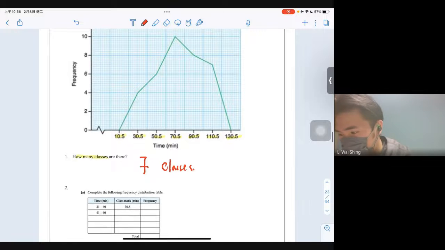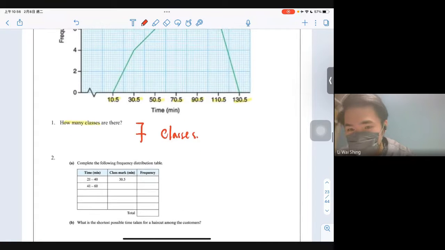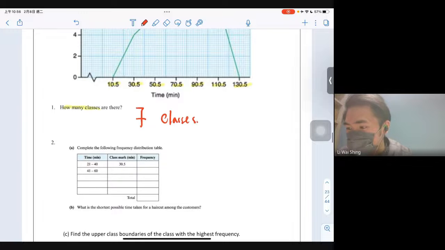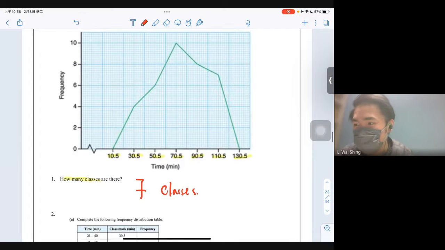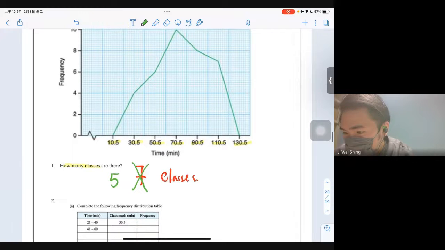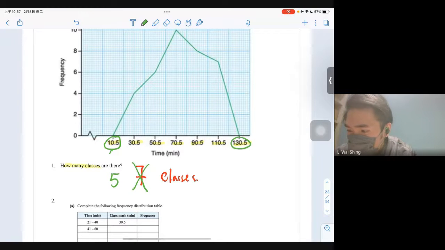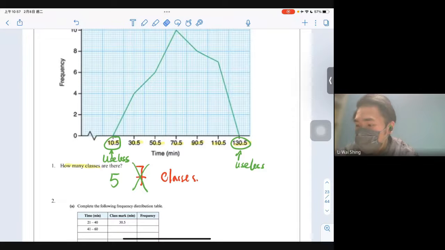Okay. So next. Okay, frequency distribution table. Oh, all wrong. Oh, sorry. It should not be 7. It should be 5 classes. Okay, sorry. A trap here, because these 2 are useless. So we don't count them as classes. Remember, don't count the first and don't count the last. Only 5 classes in the middle. Only 5.